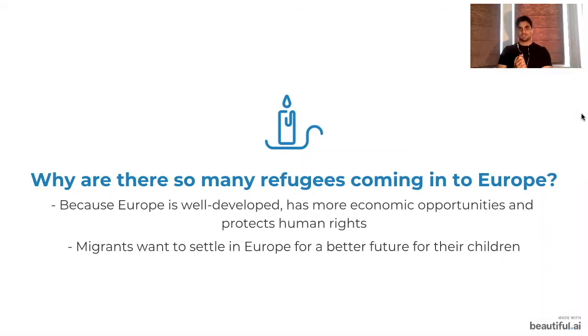So finally, the question is, why are there so many refugees coming into Europe? Well, Europe is quite well developed. It's got a lot of economic opportunities. You can apply for welfare until you get on your feet and then apply for a job. There's many, many industries. There's low skilled, there's high skilled labor, there's an ability to get education. And you've got freedom to pretty much do what you want. Europeans will protect your human rights. And so it's a no-brainer that migrants want to settle in Europe, not for any other reason than to provide a better future for their kids. That's it.